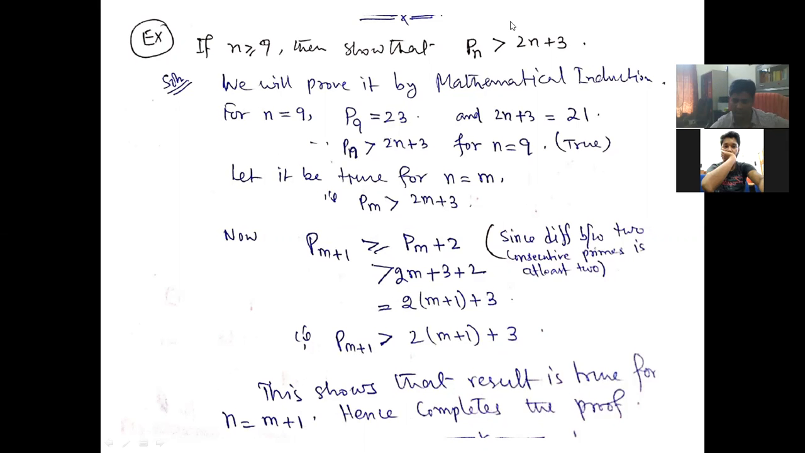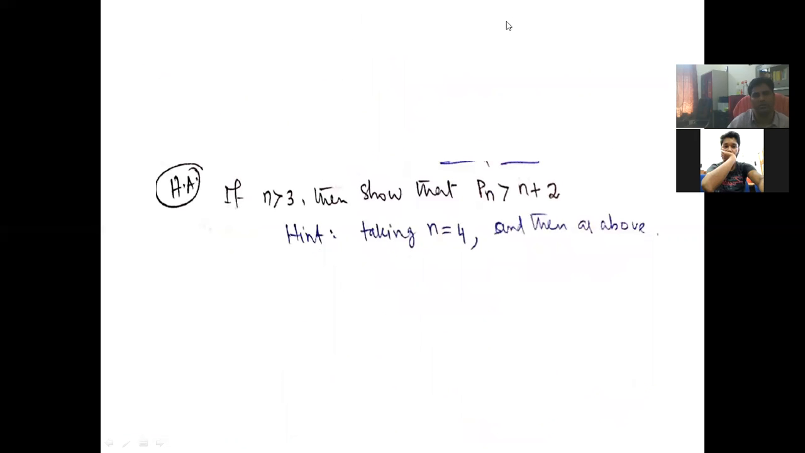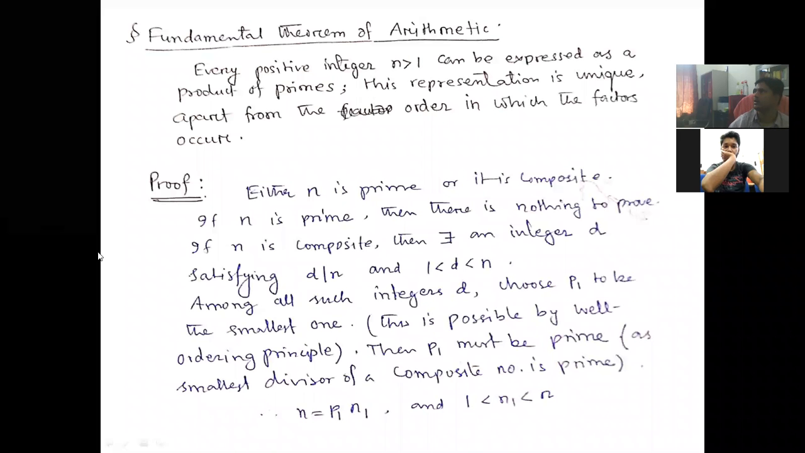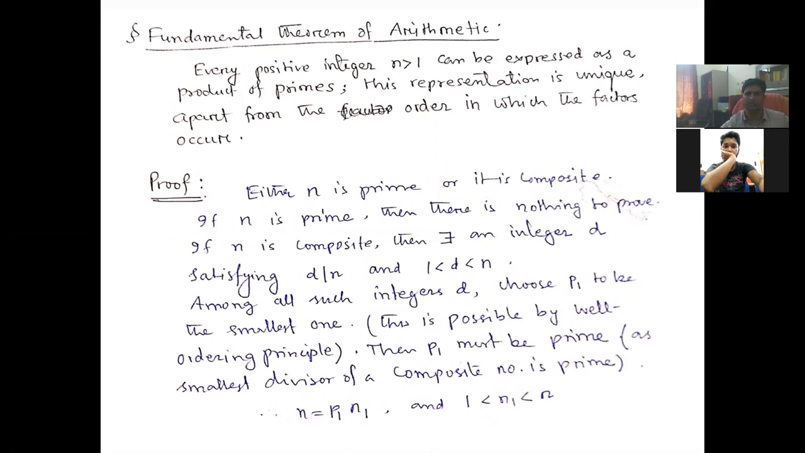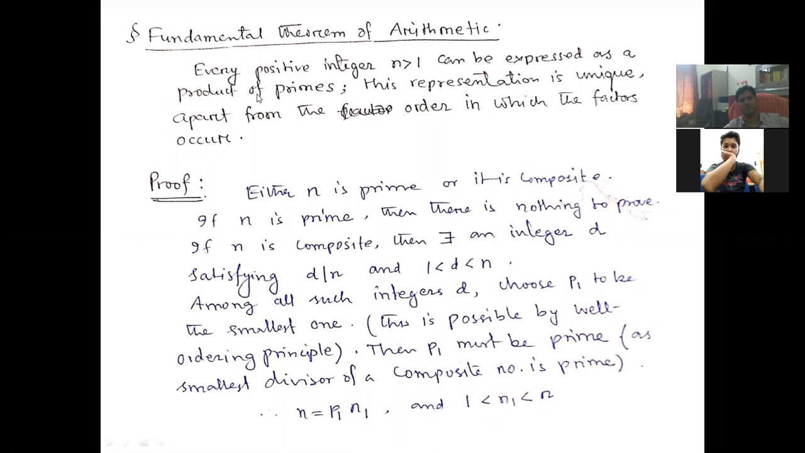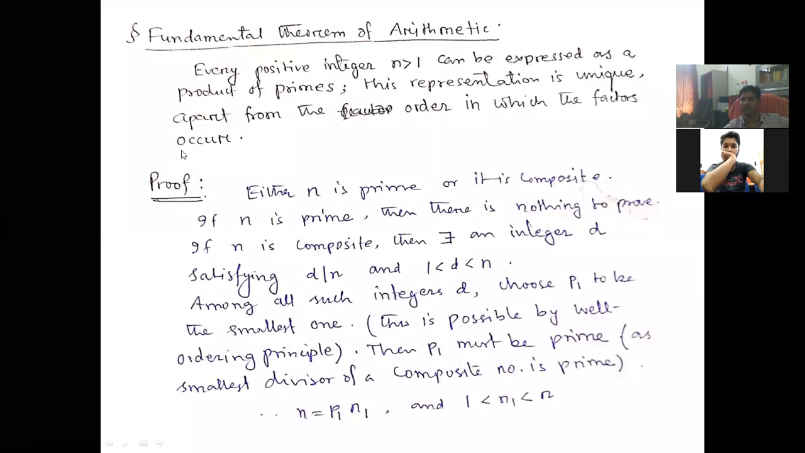These are small results, this is a home assignment, have a look. For n greater than some value, show that pn is strictly greater than n plus 2. Now, the fundamental theorem of arithmetic. Every positive integer n greater than 1 can be expressed as a product of primes. This representation is unique apart from the order in which the factors occur.